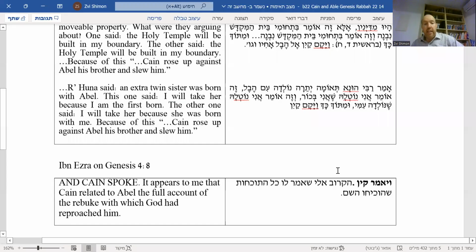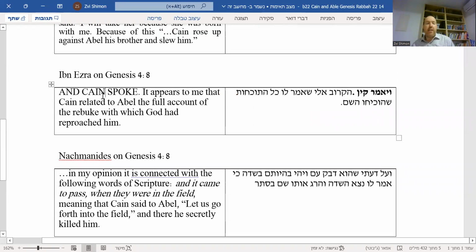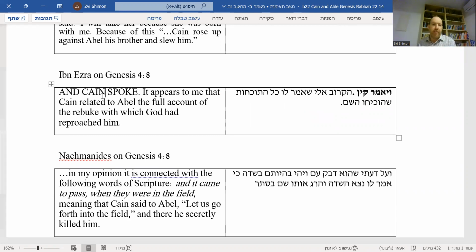For example, we find one of the interesting commentators by the name of Ibn Ezra, Abraham Ibn Ezra. He's a 12th century commentator, originally from Spain. And he comments as such in a very succinct comment. He says, on the verse, and Cain spoke: It appears to me that Cain related to Abel the full account of the rebuke with which God had reproached him. What is Ibn Ezra proposing?